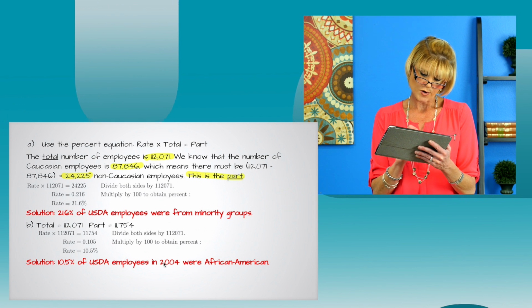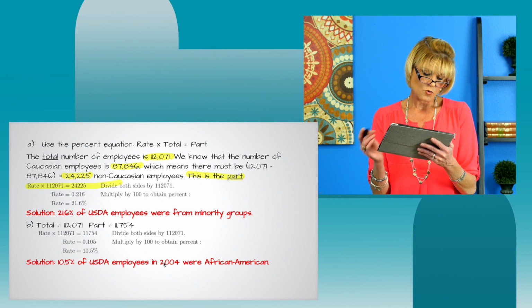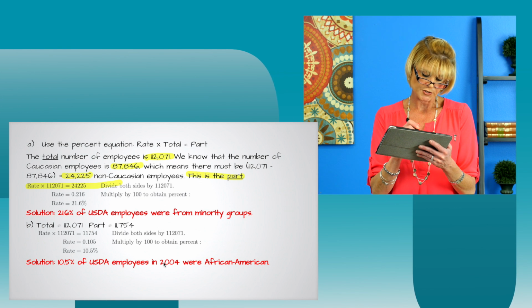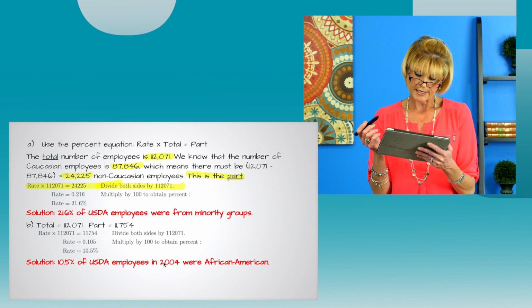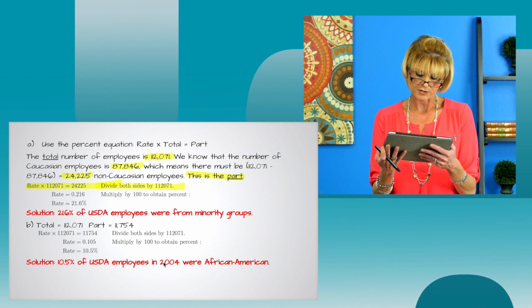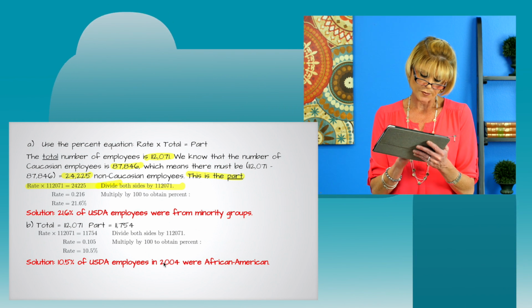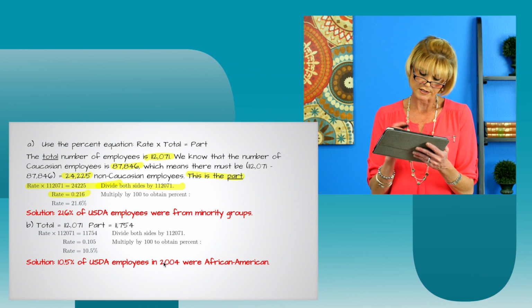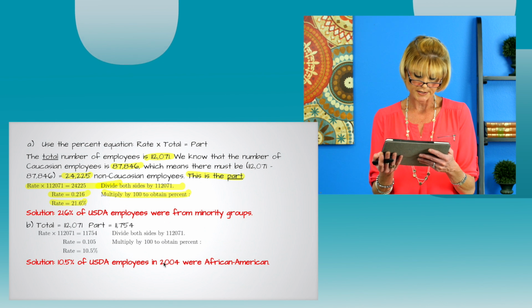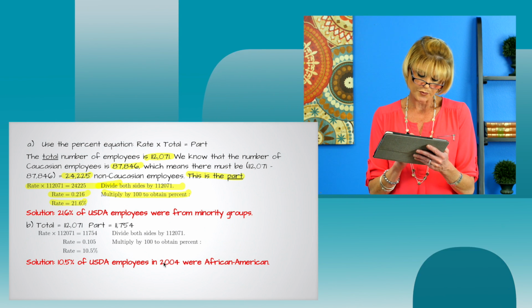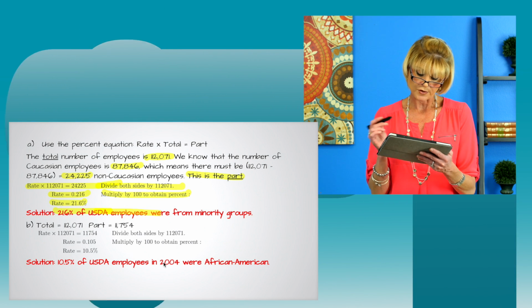So the rate times 112,071 equals 24,225. Divide both sides by 112,071. Then we get a rate of 0.216. Multiply by 100 to obtain the percent. We get 21.6%. So 21.6% of USDA employees were from minority groups.